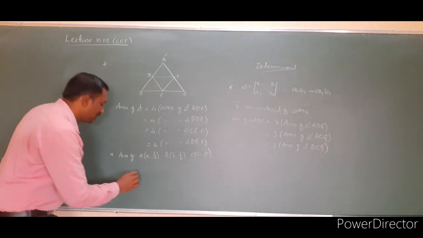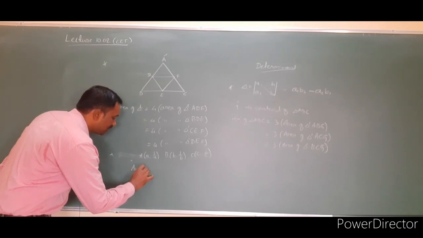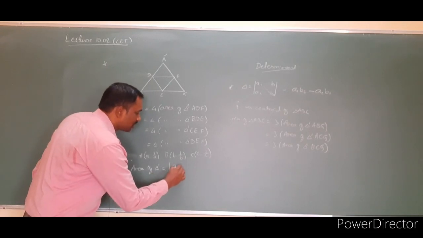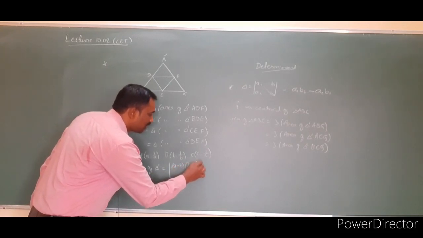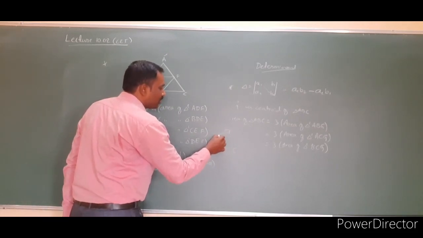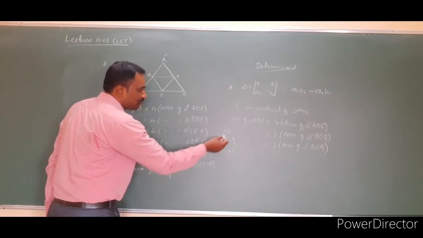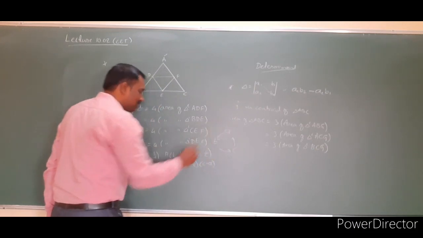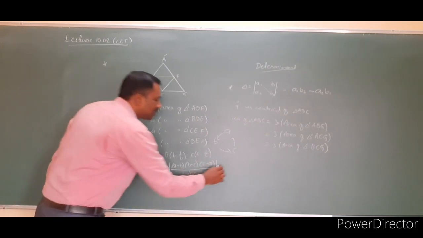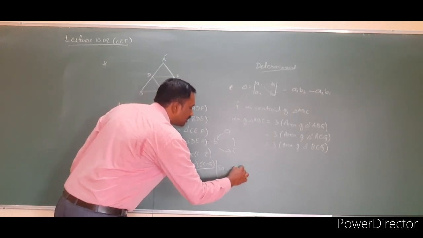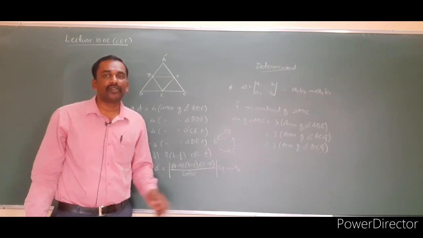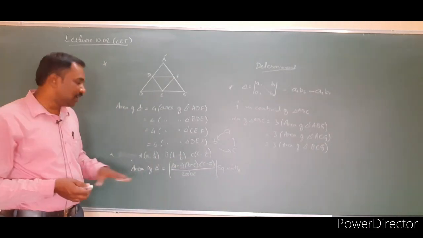In such a case, how to find the area of the triangle? The area of the triangle is equal to the modulus of (A minus B) into (B minus C) into (C minus A), taken in cyclic order A, B, C, divided by 2 times A, B, C square units. This is how we are required to find the area of the triangle whenever the vertices of the triangle are given in this manner. Are you clear?